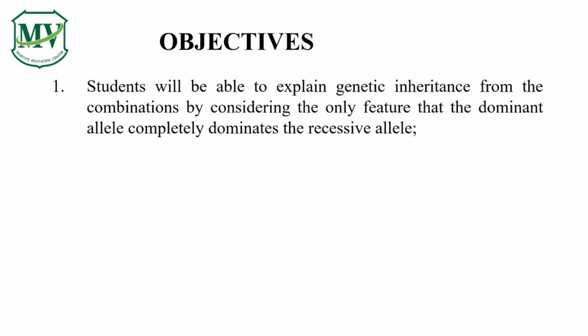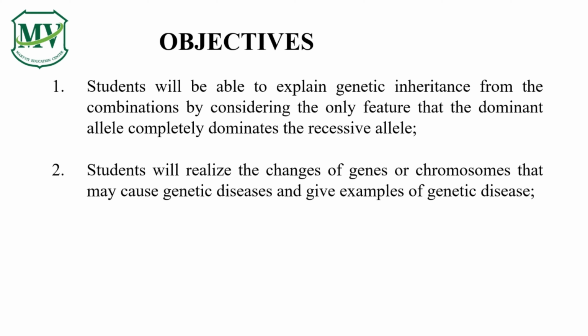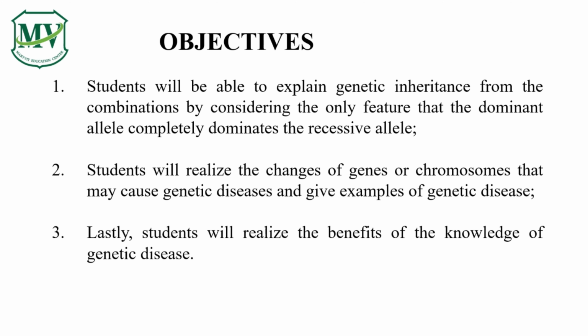First, the students will be able to explain genetic inheritance from the combinations by considering the only feature that the dominant allele completely dominates the recessive allele. Second, students will realize the changes of genes and chromosomes that may cause genetic diseases and give examples of genetic diseases. And lastly, students will realize the benefits of the knowledge of genetic disease.